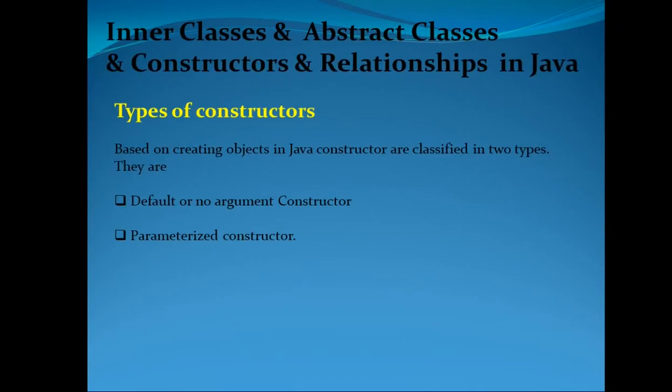So the next topic is types of constructors. Based on creating objects in Java, constructors are classified into two types. They are the default or no-argument constructor, and after that we have the parameterized constructor. So let's discuss these constructors one by one in the upcoming slides.